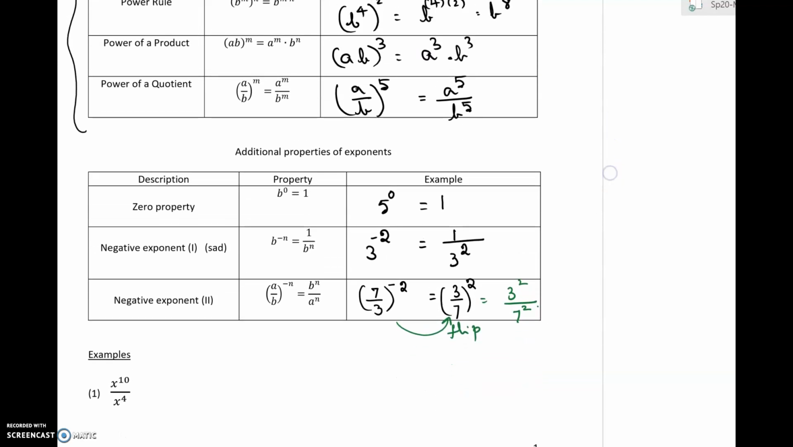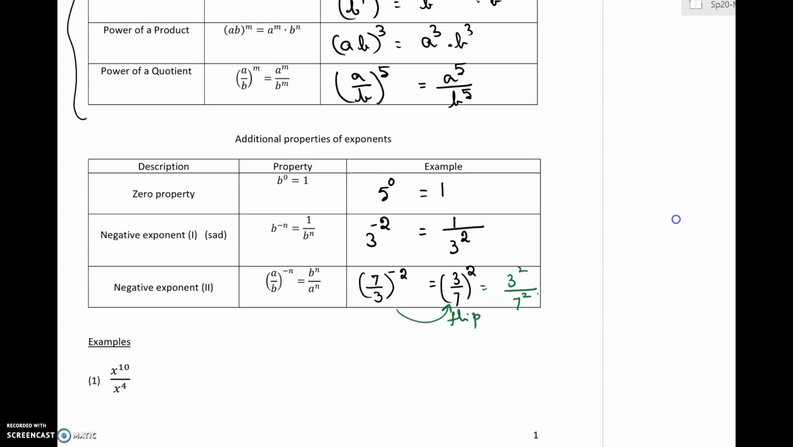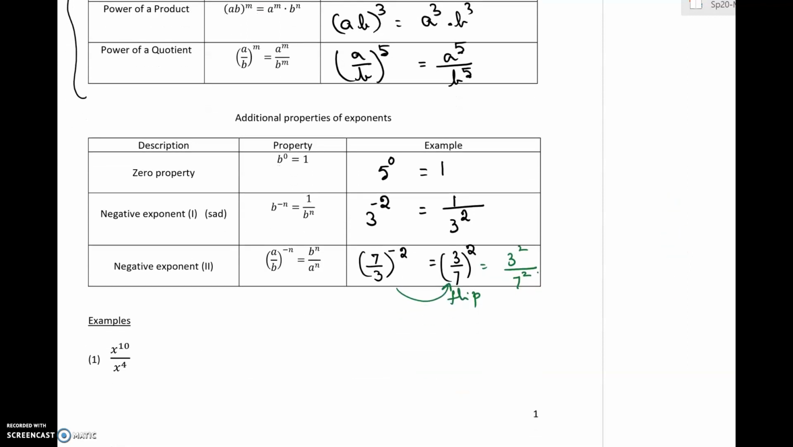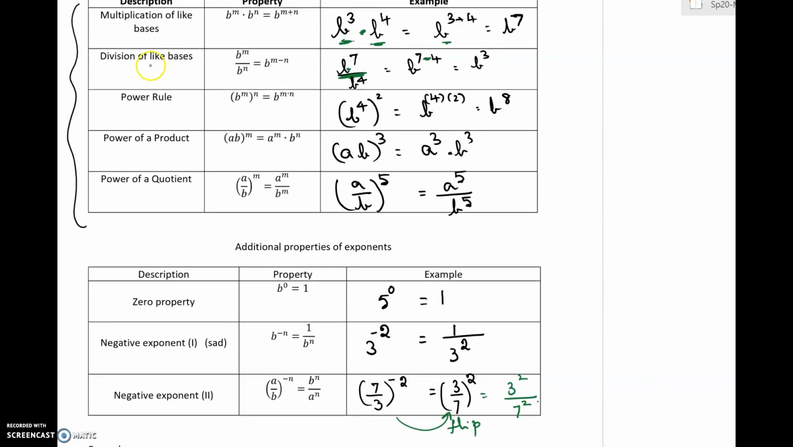So it's x to the power 10 over x to the power 4. So it looks like a quotient, we have the same base, the x. So we are going to apply the quotient rule. So it is x to the power 10 minus 4 using the quotient rule. So it's x to the power 6. So which rule are we applying here? The division of like bases. That's what we are doing here.